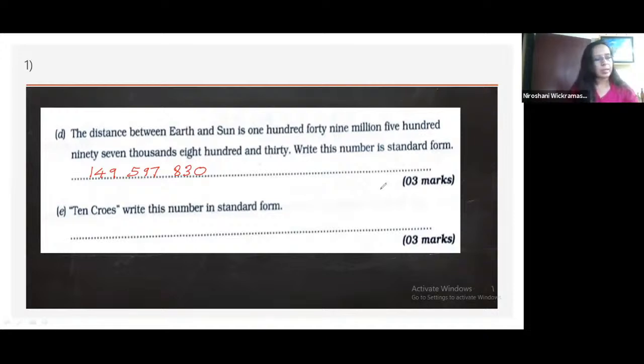Write 10 crore in standard form. This is not the standard form. Crore is not the standard form. It means 100 million. 10 crore means 100 million. You can write it like this. For this also 3 marks.